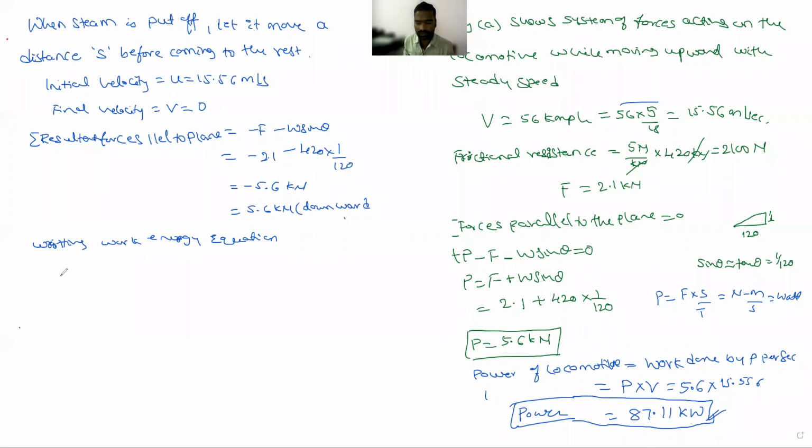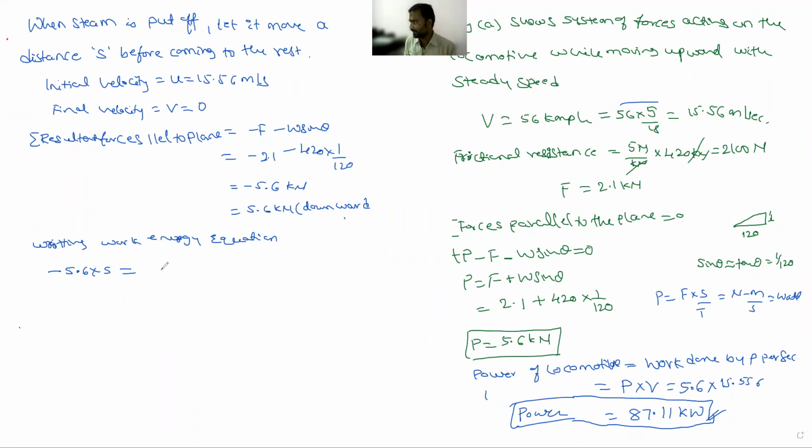That is force and displacement. Now, force and displacement are in the same line, opposite to each other. The body is moving in the upward direction, but the net effect is in the downward direction, correct? So can I write it as minus 5.6 into S, is it correct? This 5.6 is acting downward, but S is in the forward direction, okay?